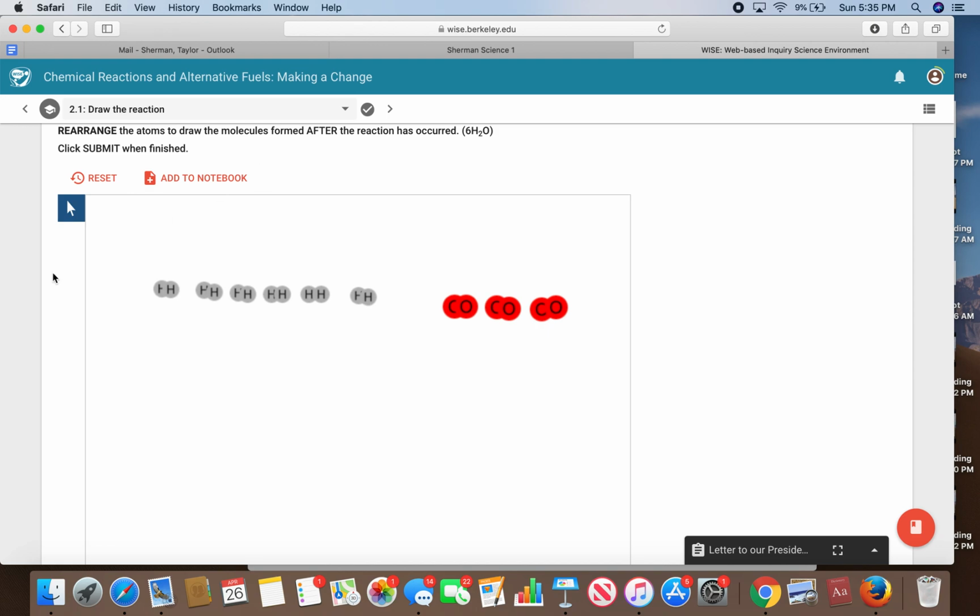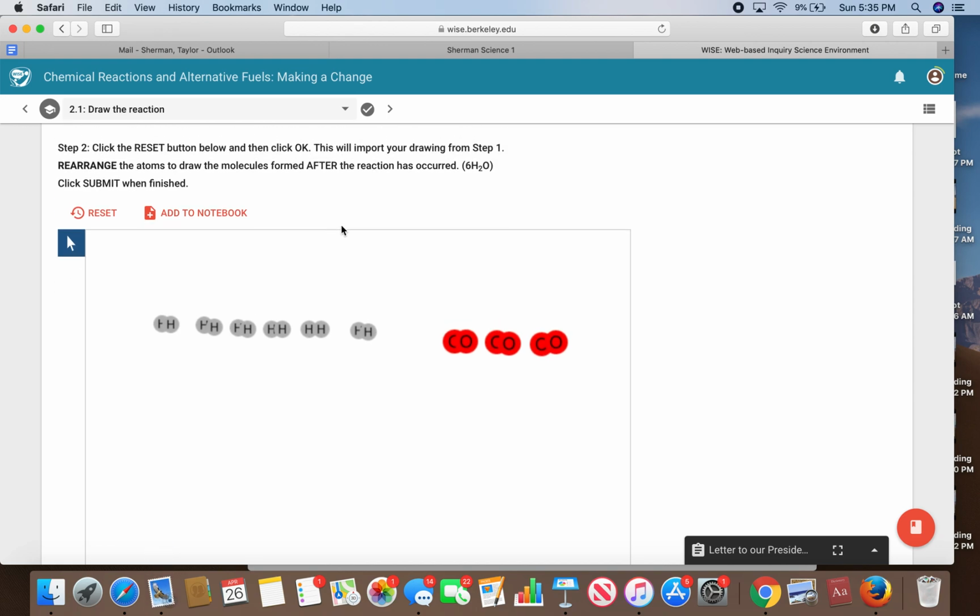So what we're going to do is move things around so that we can make sure that we're meeting the products. So these are reactants, so we're going to move them around to make our products. So really what we have is 6H2O. So let's start off here. So we have 6 H2s, right? Because that's what that means. So we have 6 H2s.